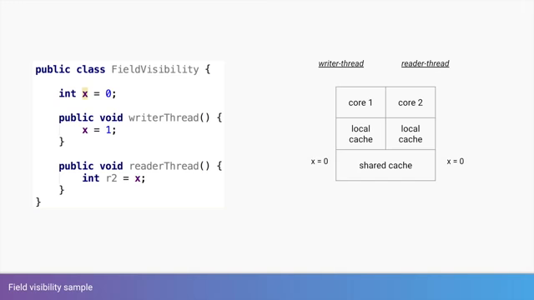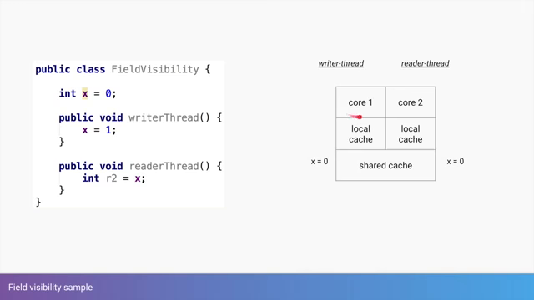Let's say we have a class called FieldVisibility. Here we are setting the value of x as 0. We have a method called writerThread. We are setting the value of x to 1. And we have readerThread method where we take that value x and we set it to some variable called r2. Let's say we create an instance of this and we use the same instance to run 2 threads, a writer thread and a reader thread. Let's say the writer thread only calls the method writerThread and the reader thread only calls the method readerThread. Let's say both of these threads run parallelly.